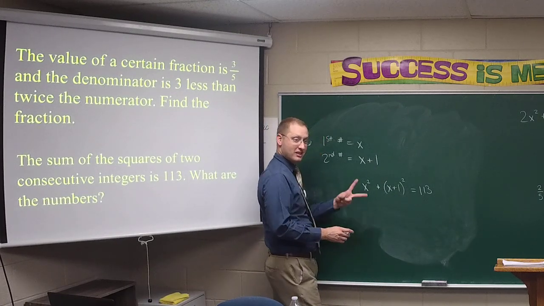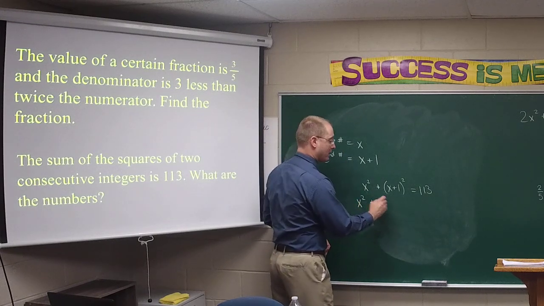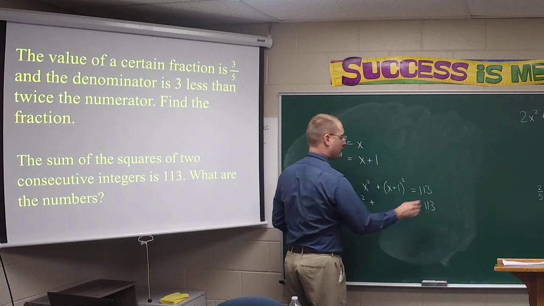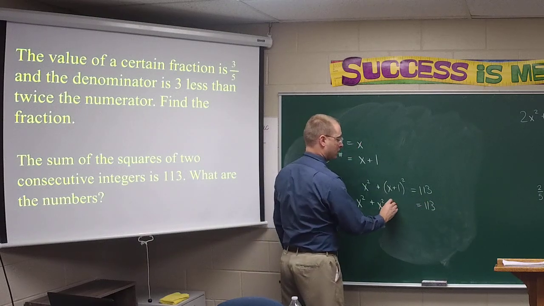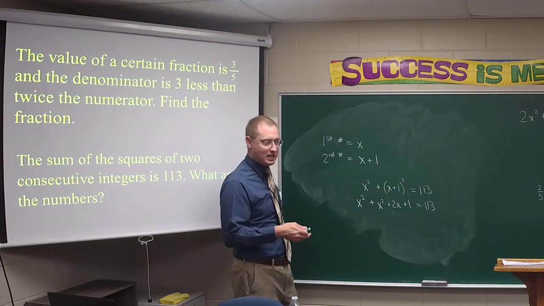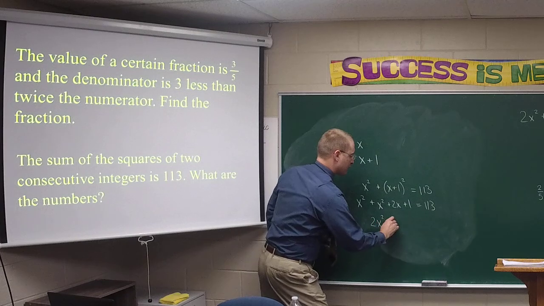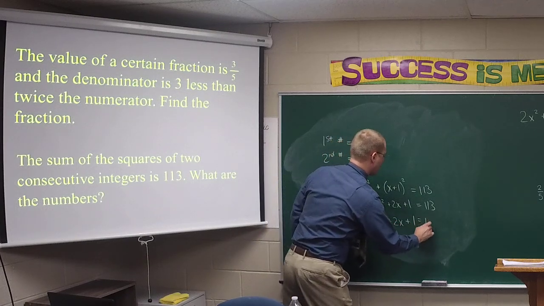Square the first, square the last, multiply and double. There we go. Square the first, square the last, multiply and double to get x squared plus 2x plus 1. There we go. And of course, we can do a little bit of combining here to get 2x squared plus the 2x plus the 1 equals 113.